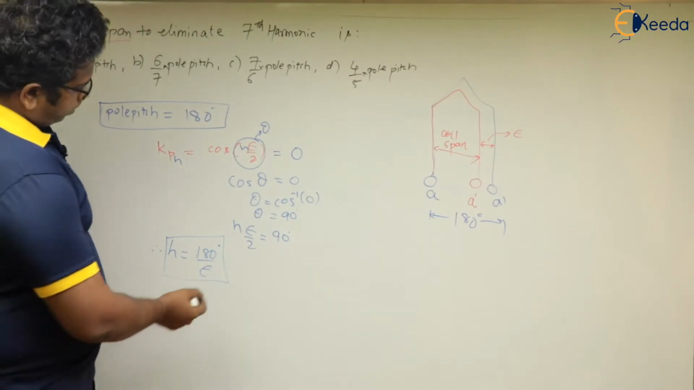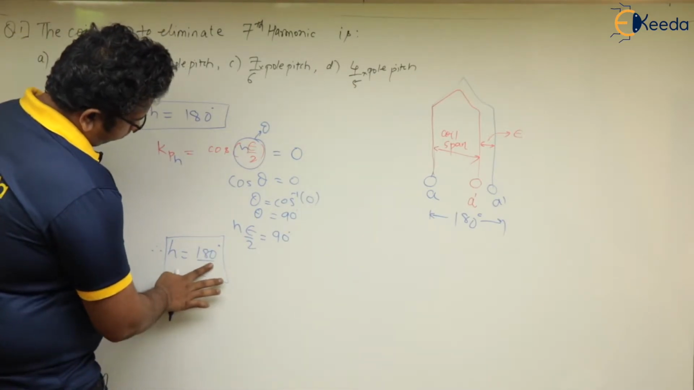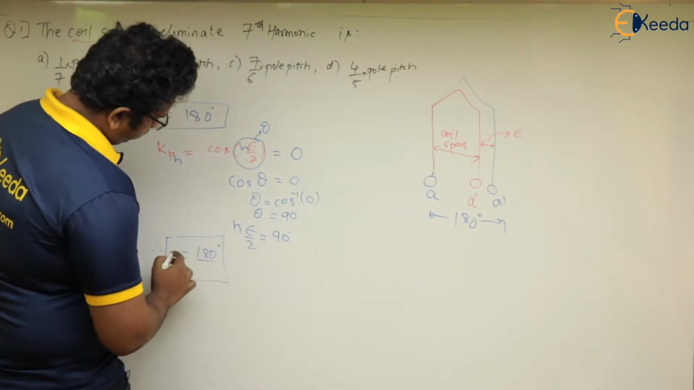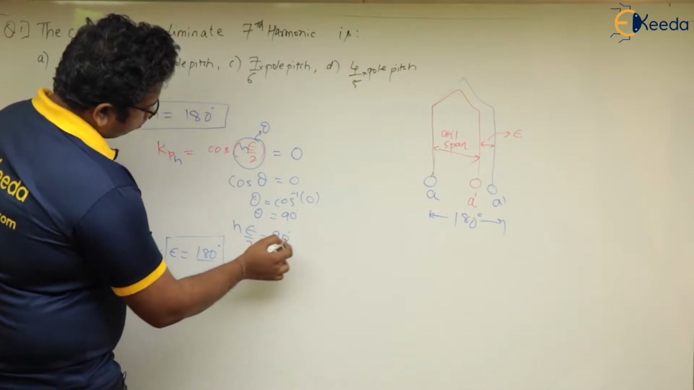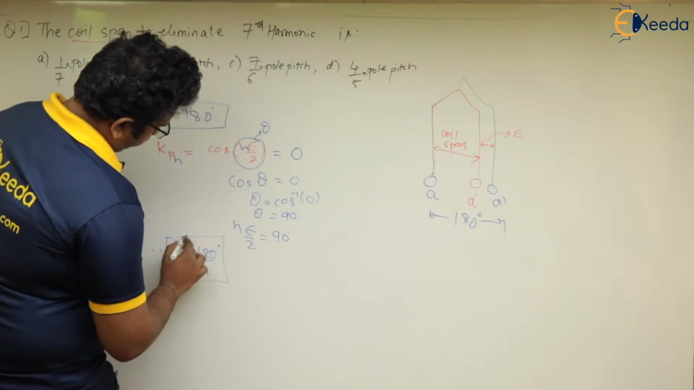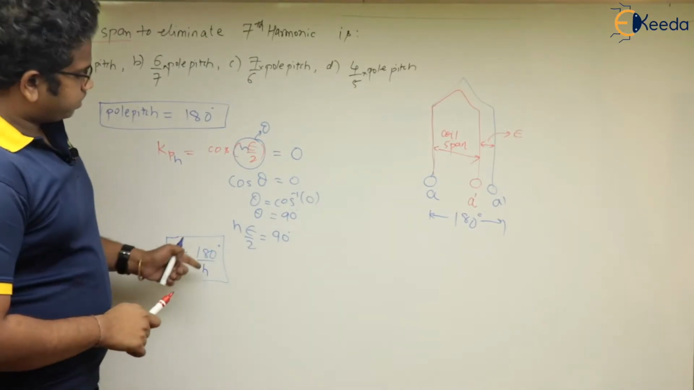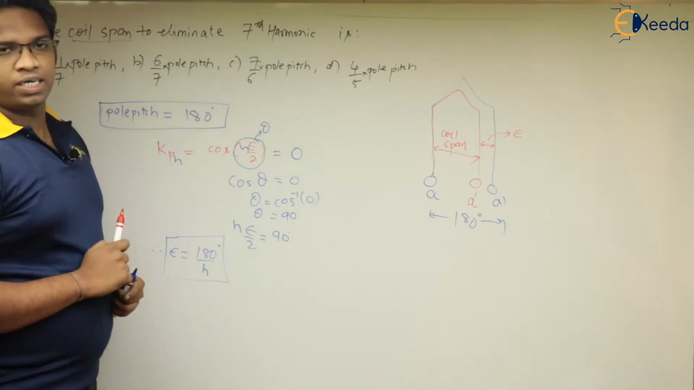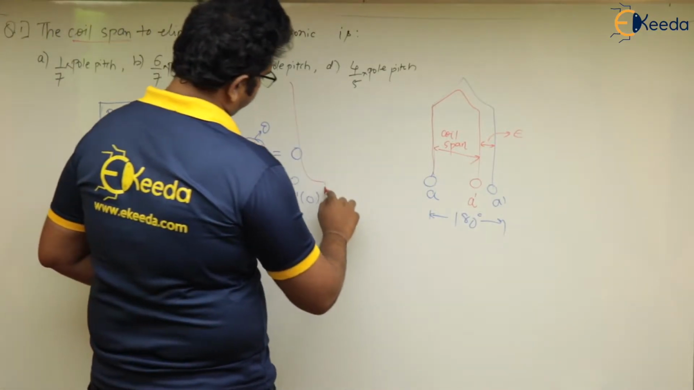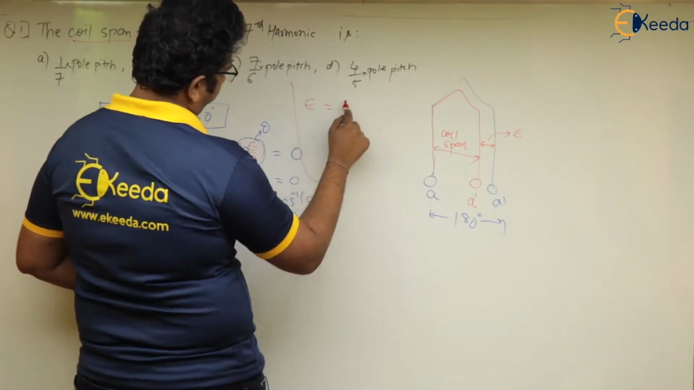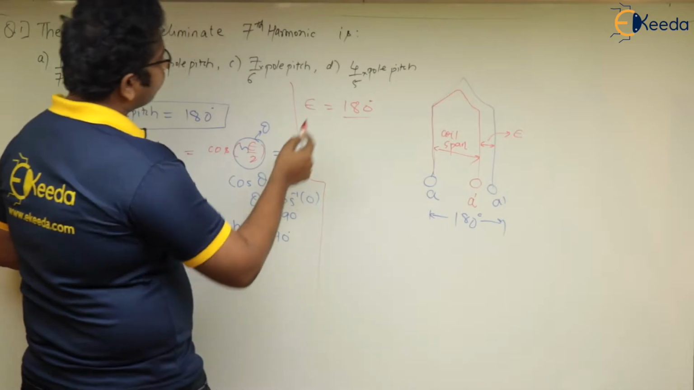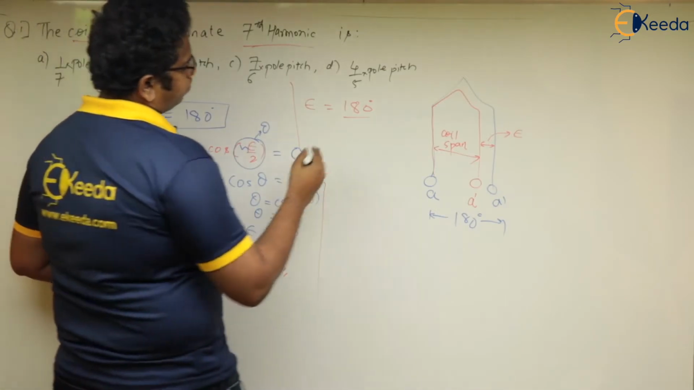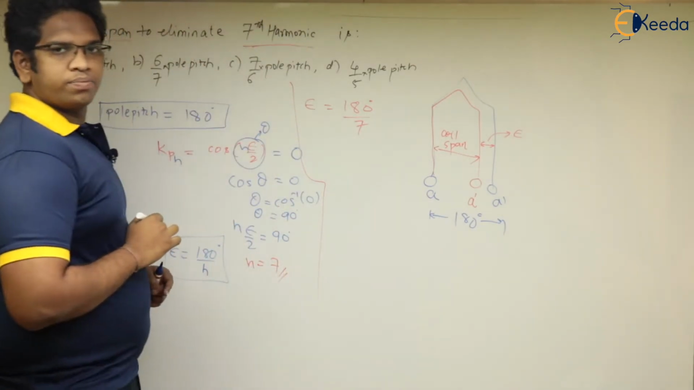Or I can think of it this way: rather than keeping it like this, I can have epsilon here only, and multiply the 2 and put H down. It means that in order to eliminate the H harmonic, epsilon has to be 180 degrees by H. So epsilon is 180 divided by H. What is H? The harmonic. In our case, they are saying eliminate the seventh harmonic, so H is equal to 7. So epsilon is 180 by 7.